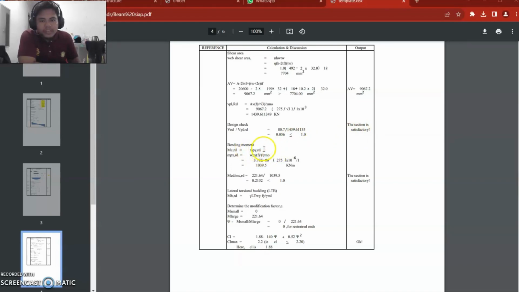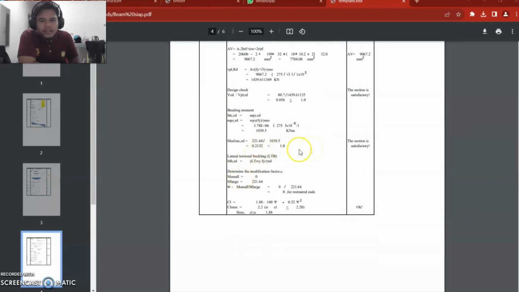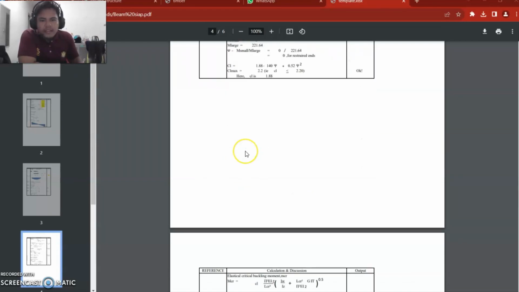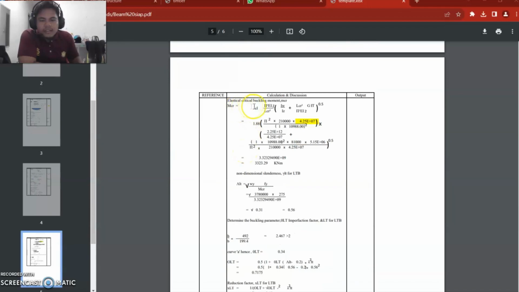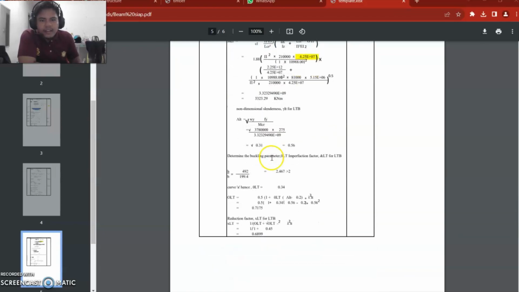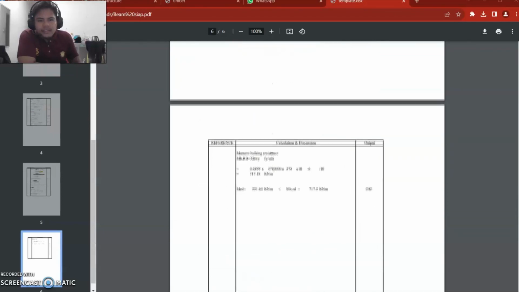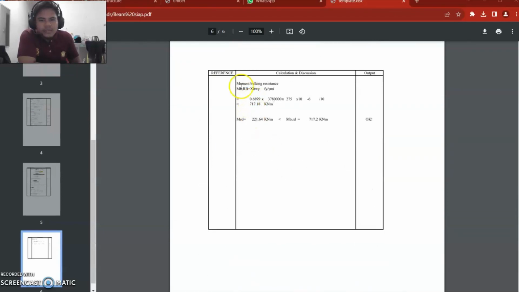Then bending moment to get the certified or not. Then torsional buckling modified. Illustration critical buckling moment MCR. And last, check the moment buckling resistance MED not large than MBRD, which is can get okay.